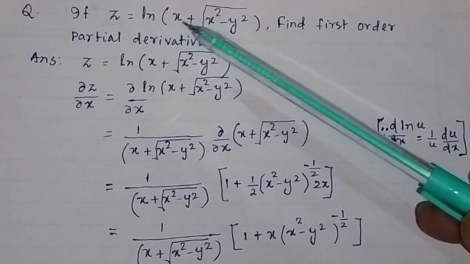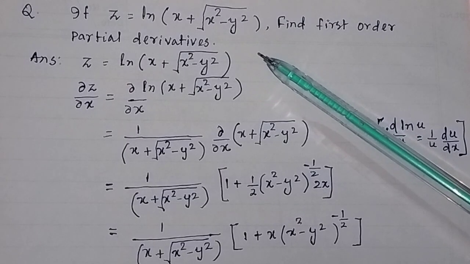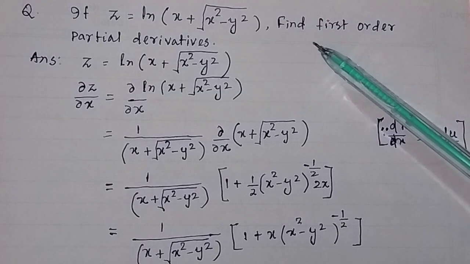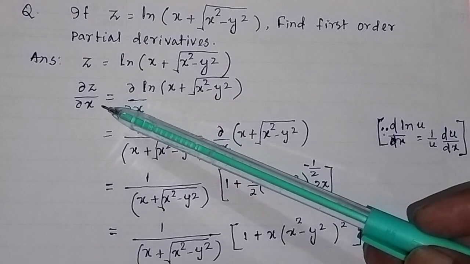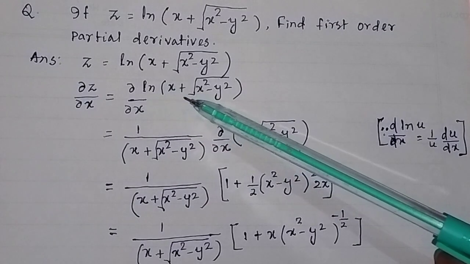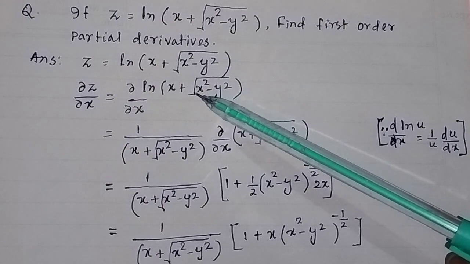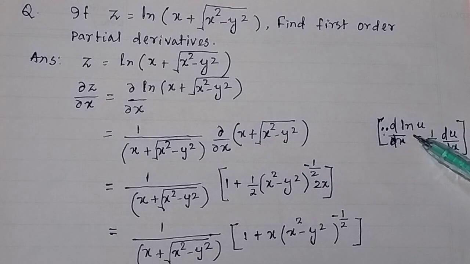and z is given as log of x plus square root of x square minus y square, and we have to find out the first order partial derivative. So first find out the partial derivative of z with respect to x. Partial derivative of z, that is log of x plus square root of x square minus y square, with respect to x, and we know the derivative of a logarithm function, suppose log u, with respect to x is equal to 1 by u, then derivative of u with respect to x.